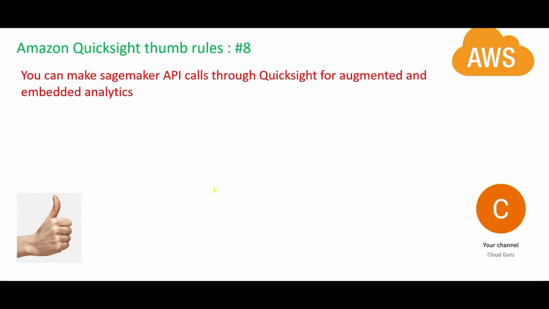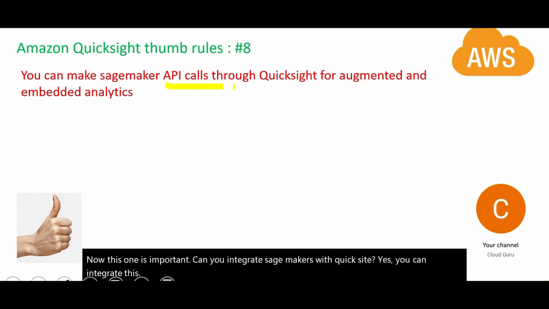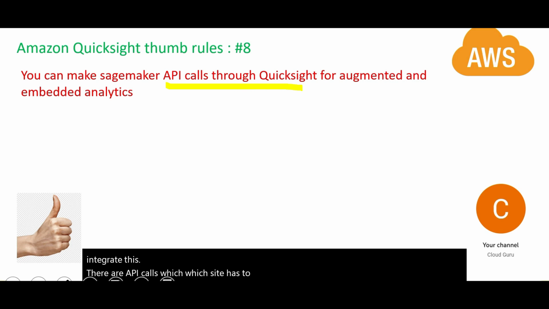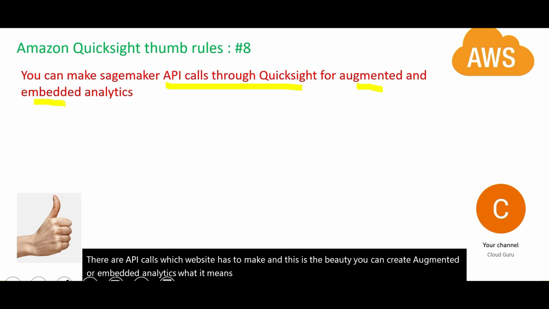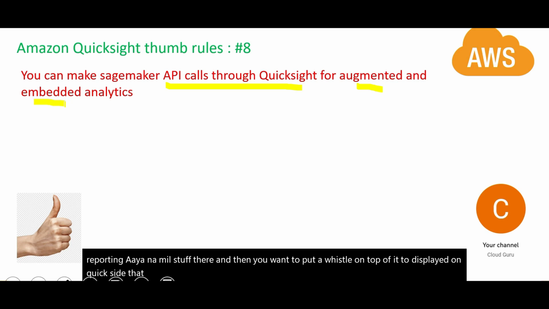Now this one is important. Can you integrate SageMaker with QuickSight? Yes, you can integrate this. There are API calls which QuickSight has to make, and this is the beauty. You can create augmented or embedded analytics. What it means is you create some sort of analysis using SageMaker, putting AI and ML stuff there, and then you want to put a visual on top of it to display it on QuickSight. That is doable. That is possible. Okay.